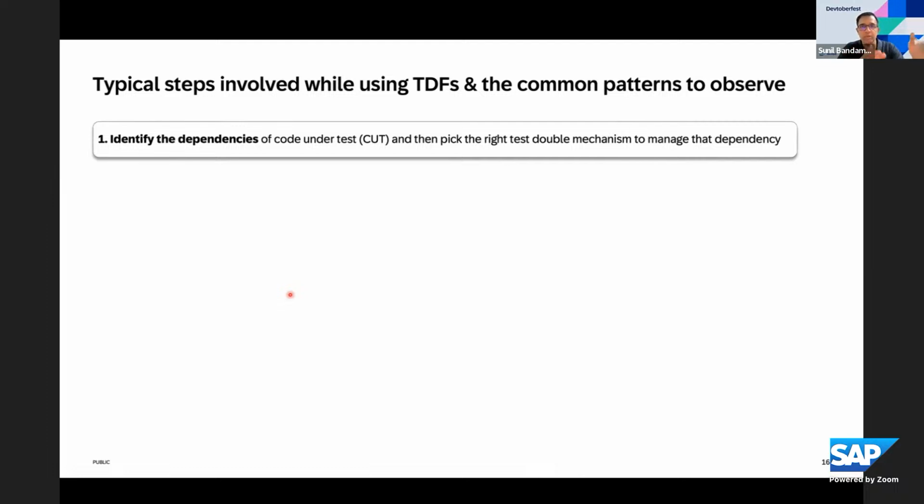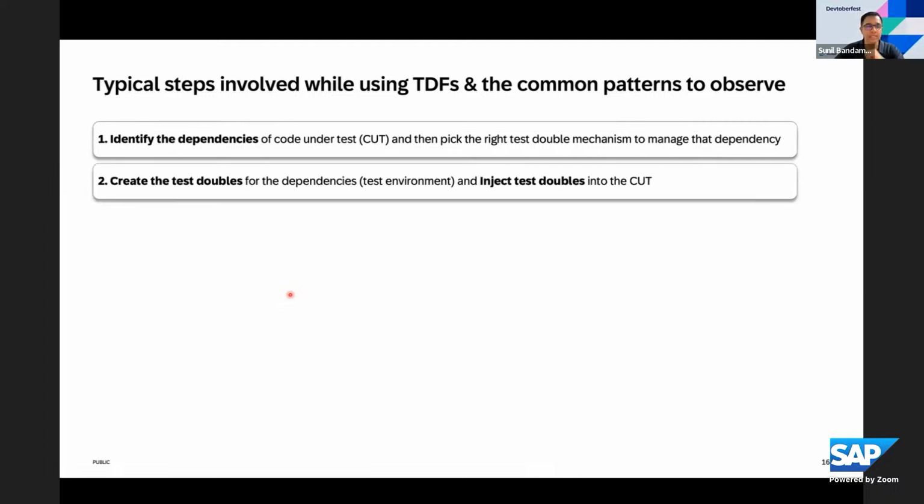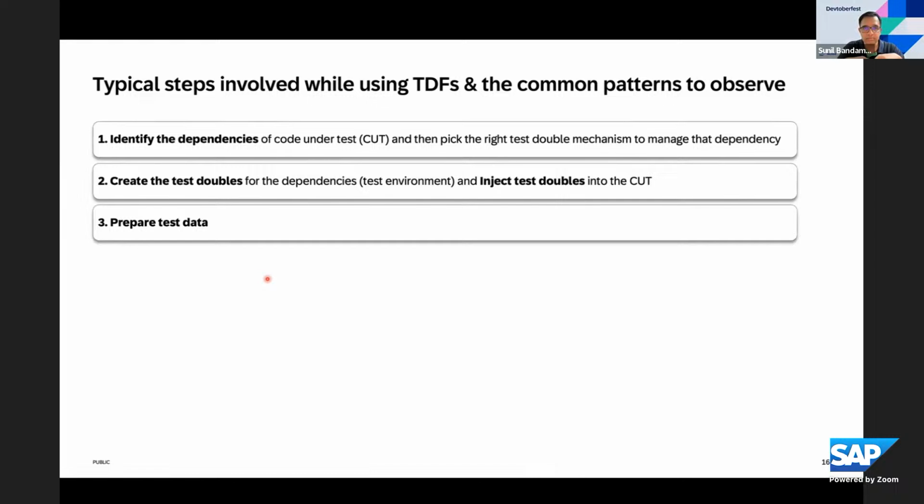So based on that, you need to pick the right testable mechanism. So that's the first step. Then the second step is to now actually use this testable mechanism to create the testables for these dependencies. So you would see that we use this term test environment across, and then inject these testables into the code under test. Okay, and then the next step is to prepare test data to be later used in these testables.